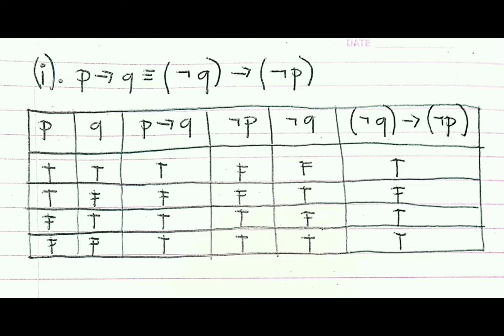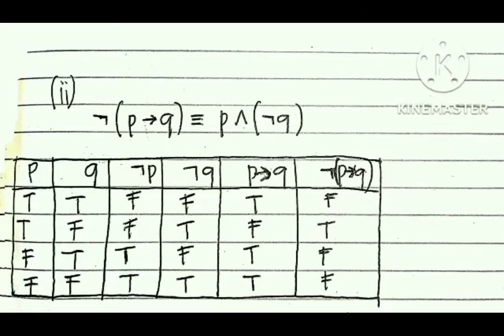By the way, this is Stella Foronas and the next is Christine Joy Foronas. On our second problem, I am going to show that the negation of P implies Q is equivalent to P and not Q through a truth table.